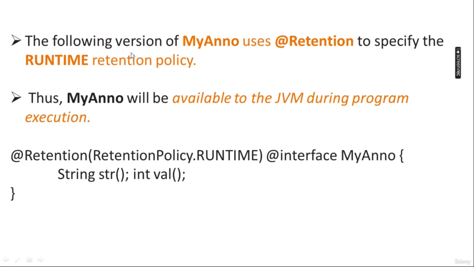The following version of my annotation uses @Retention to specify the RUNTIME retention policy. So now we will give it like RetentionPolicy.RUNTIME in the parentheses, and it will be available to the Java virtual machine during program execution. @interface MyAnno with a String and an int value. So we are creating the annotation with the @Retention policy, and which retention policy are we giving? The RUNTIME retention policy.